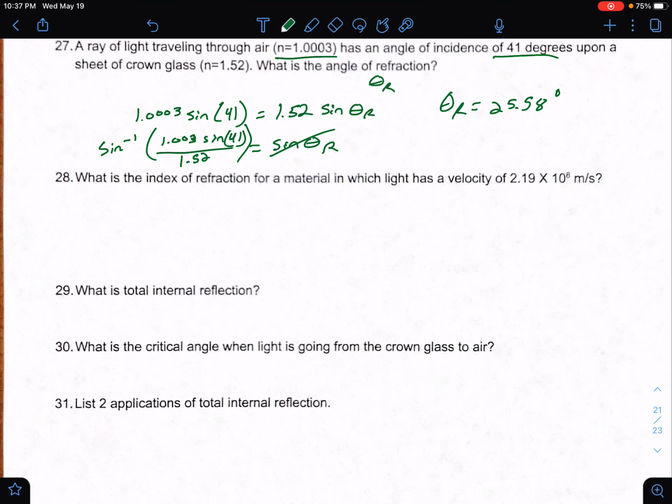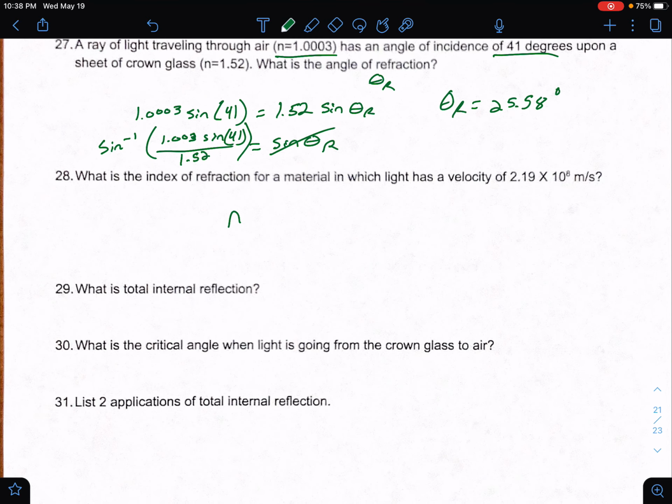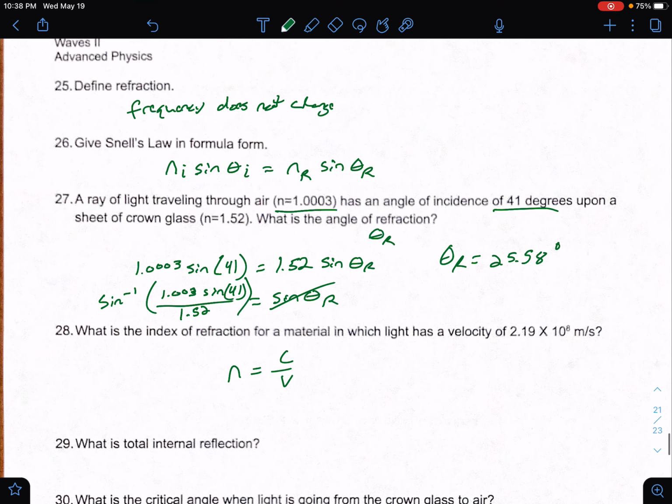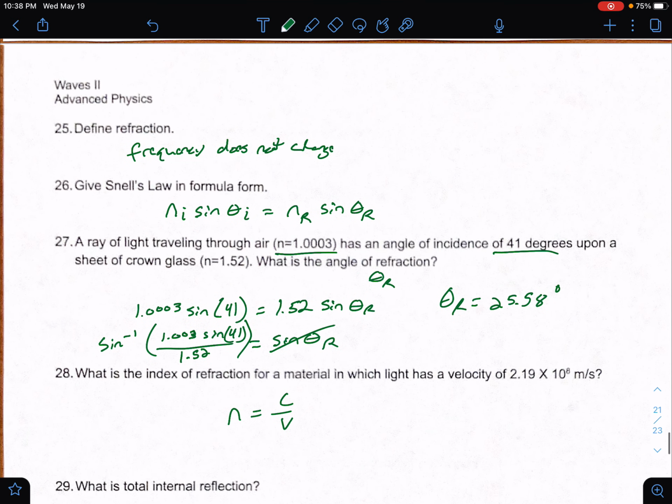What is the index of refraction for a material in which light has a velocity of 2.19 times 10 to the 8 meters per second? I'm looking for the index of refraction, which is N. This is where you use N equals C over V. I'm sorry, going back, this is not Snell's law. This is your N equals C over V.